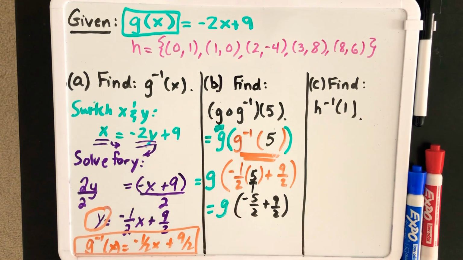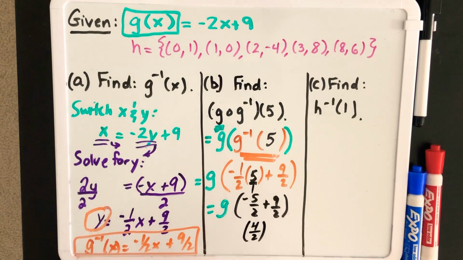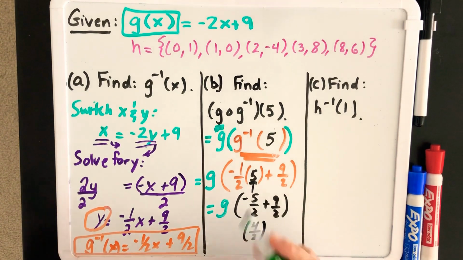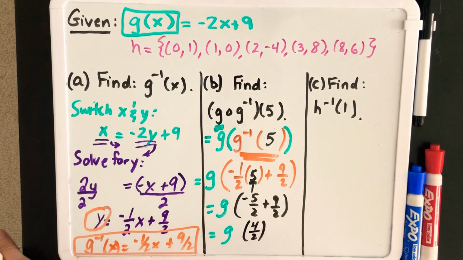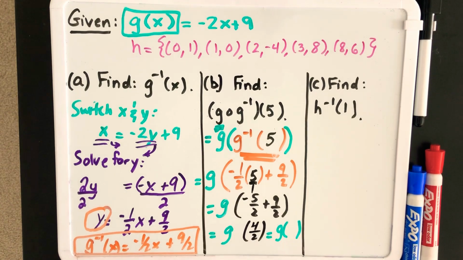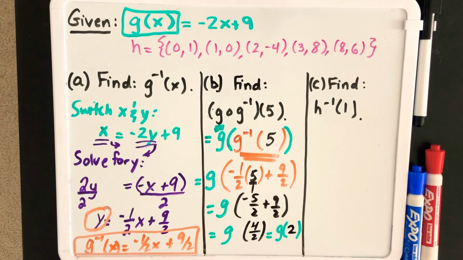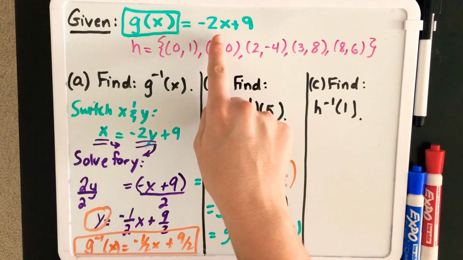So let's continue getting that input. 9 over 2 minus 5 over 2 is 4 over 2. And we're plugging that input into our g function. 4 over 2 is really just the number 2. So this is really saying plug in the input of 2 into the g function. Well, we could do that. Plug in the input of 2 into the g function, and let's see what we get.